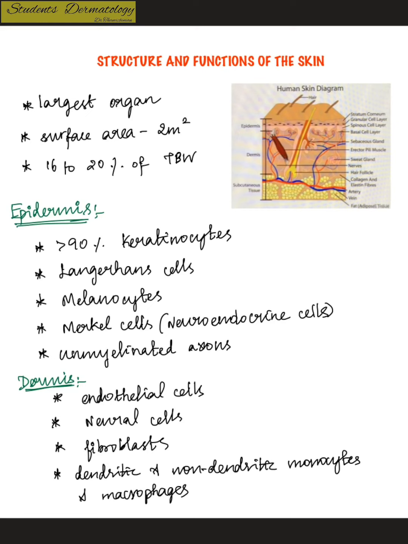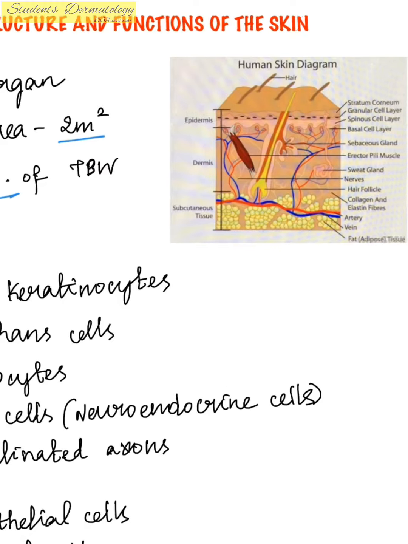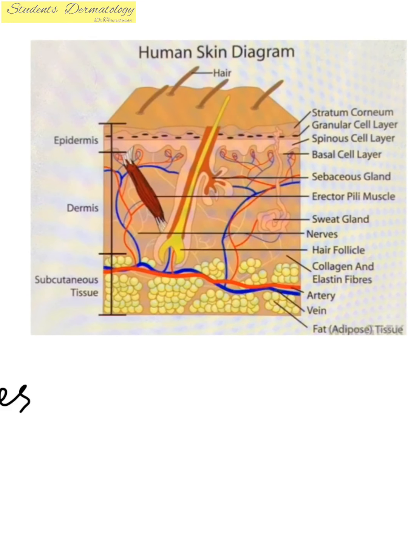So in this video we are going to see about the structure and function of skin. The skin is the largest organ with a surface area of about 2 square meters, and it comprises about 16 to 20% of the total body weight. This is the structure of skin. It comprises three components: epidermis, dermis and the subcutis, and the subcutis is otherwise called hypodermis.